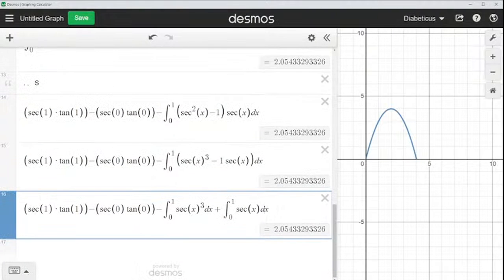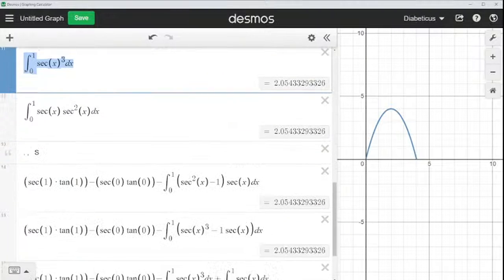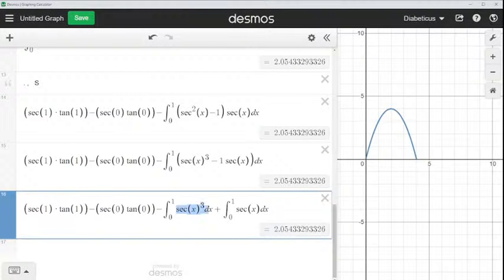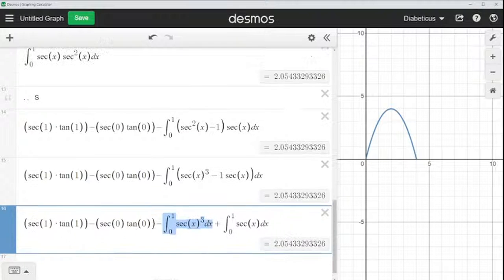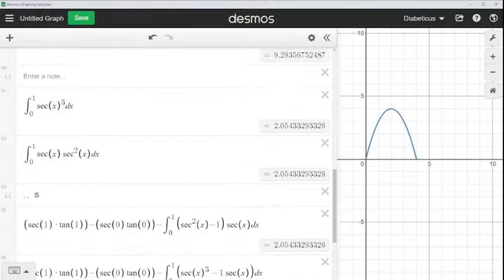And, well, it seems like we have gone into a loop. Because we want to solve for the integral of secant x cubed, but we have a secant x cube integral again over here. So, are we stuck? Should we go back?